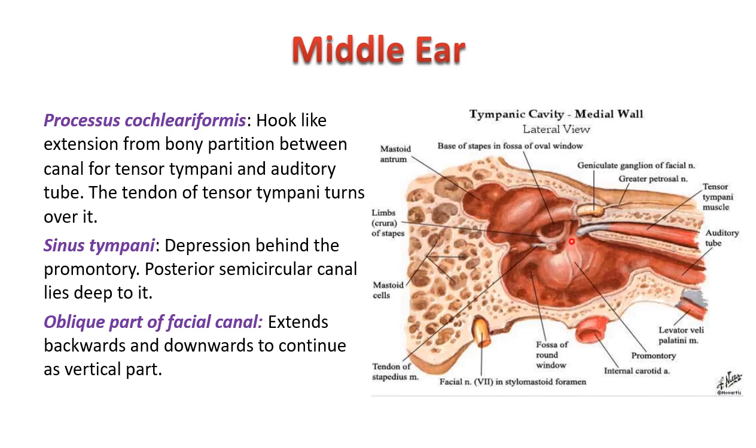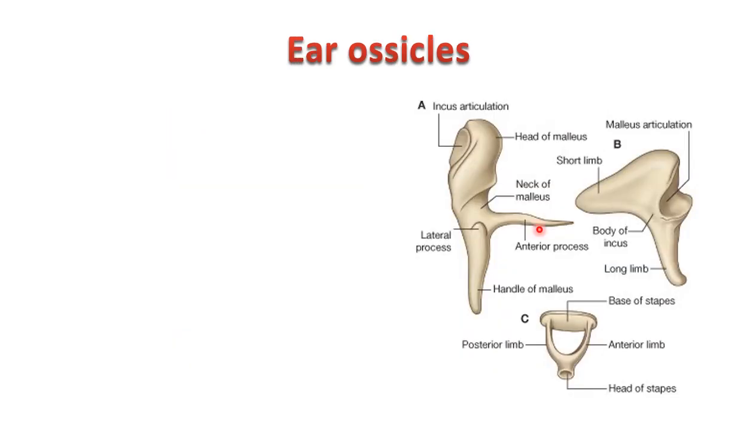So these are the features you come across on the medial wall of the middle ear: the promontory, the fenestra vestibuli, the fenestra cochlea, the sinus tympani and the processus cochleariformis. And then you see the oblique part of the facial canal. Then coming to the ear ossicles, there are three ear ossicles: malleus, incus, and stapes, of which the stapes is the smallest bone in our body.